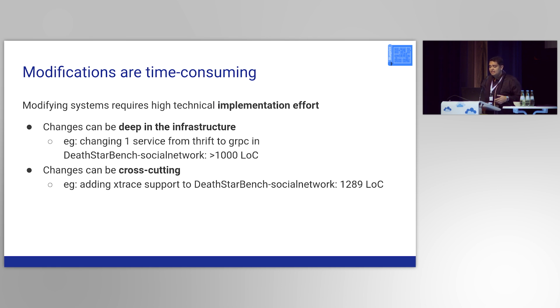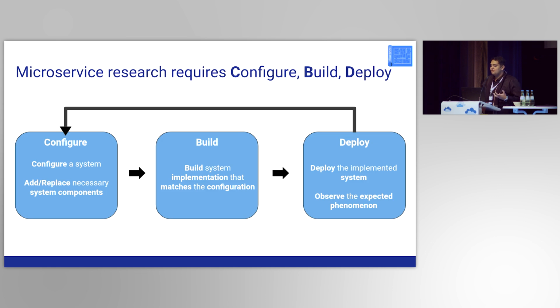This effort is further duplicated as these changes often need to be applied in multiple systems to obtain robustness of experimental results. Yet, these modifications are an important part of microservice research, as the pattern that emerges is that researchers need to iteratively configure, build, and deploy variants of microservice applications that change aspects of the system design to perform their experiments.